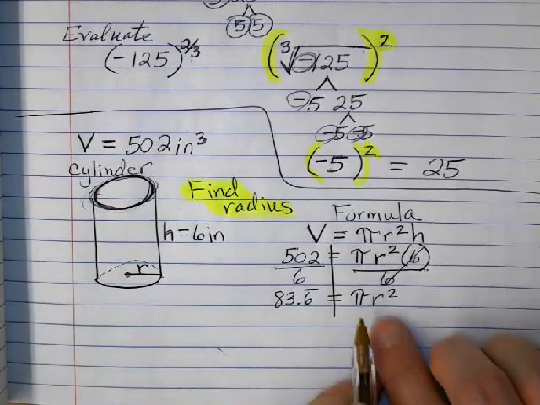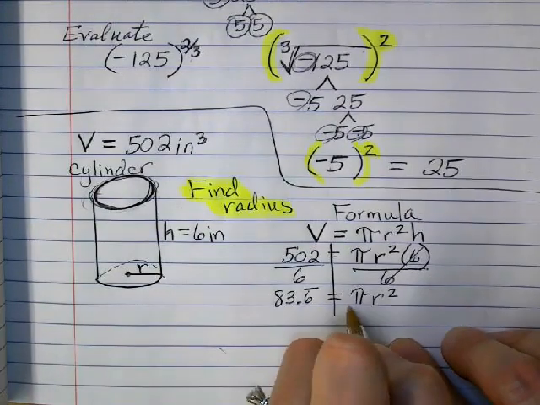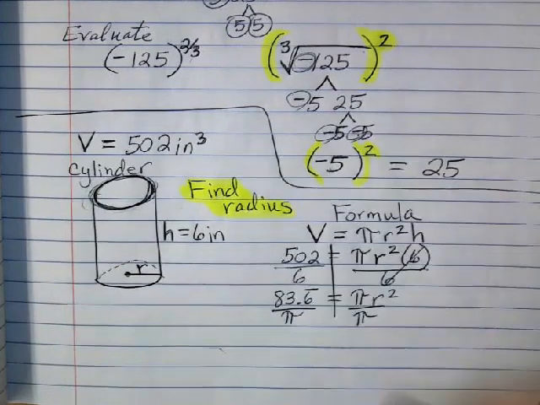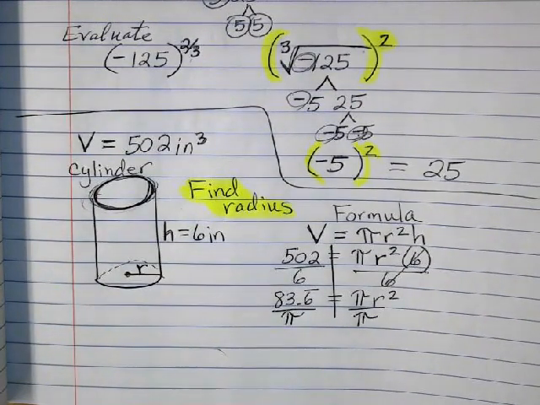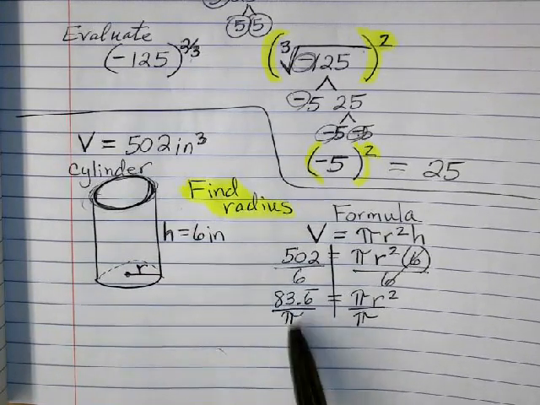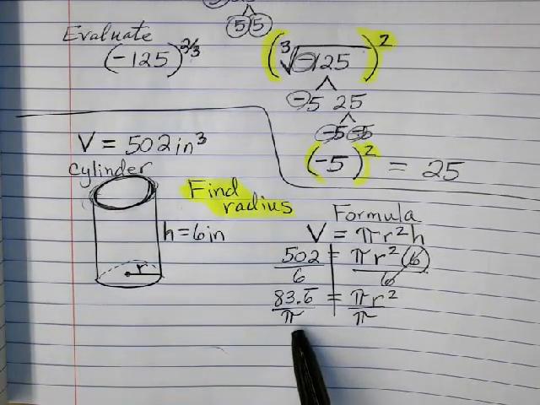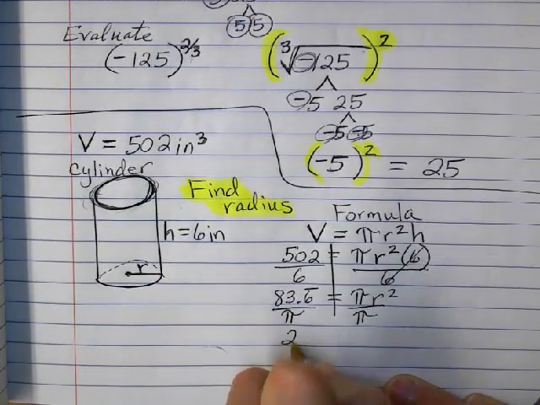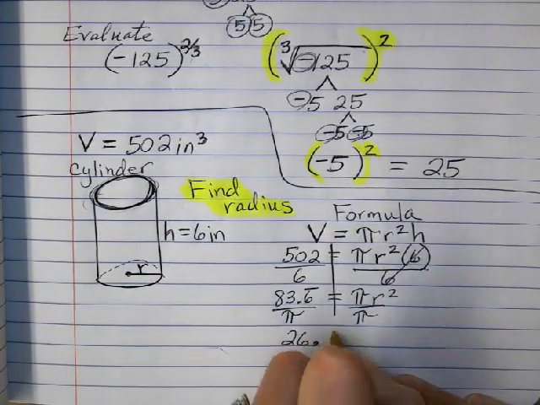Okay, then I would divide by pi. Pi is 3.14. You can type in divided by 3.14 next. So I have to take this 83.6 repeating divided by 3.14. So now I'm at 26.6 equals r squared.